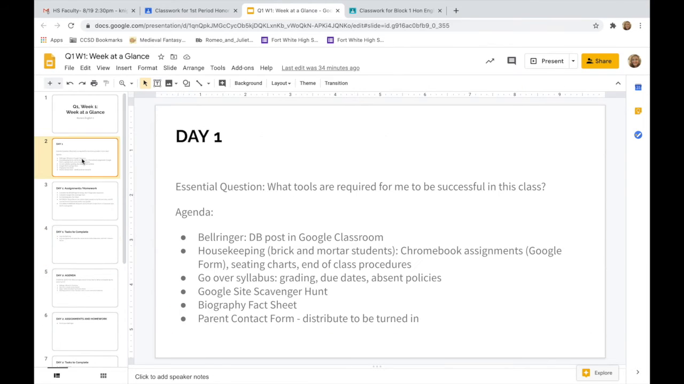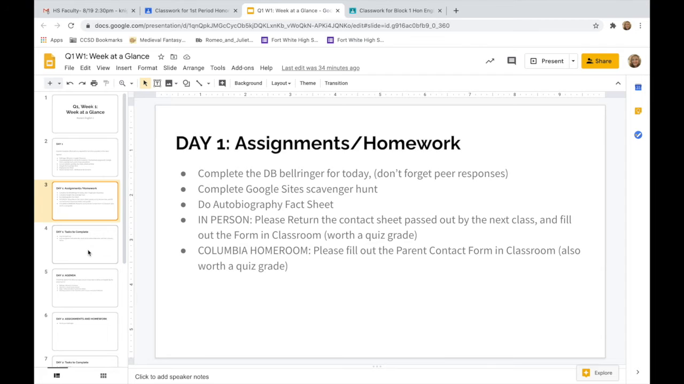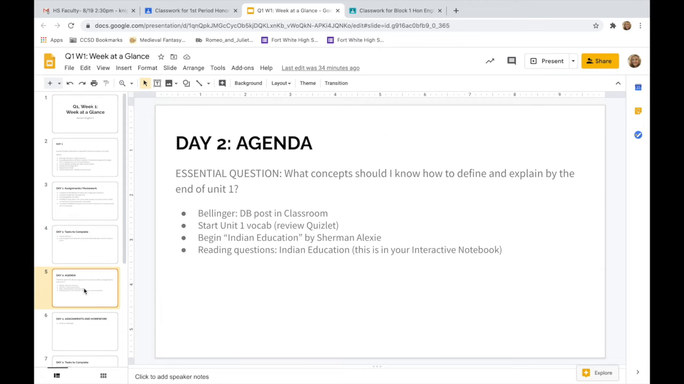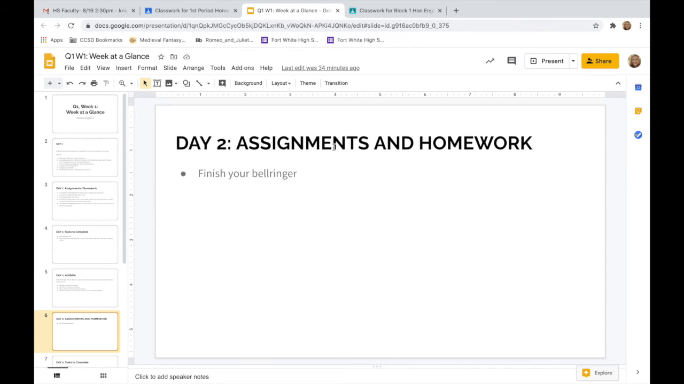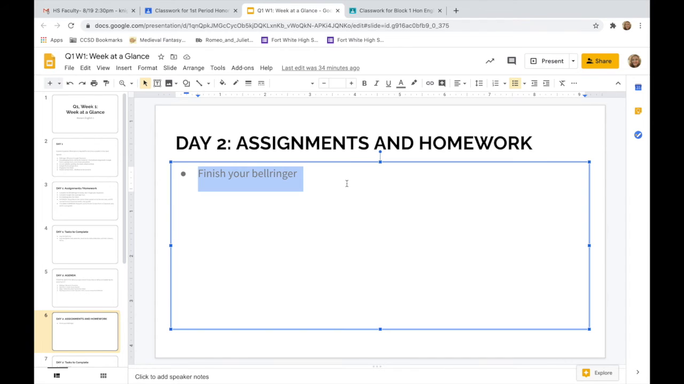So day one would be Monday of this week. Day two would be Wednesday of this week. So we're on an alternating schedule. Again, you have your essential question, you have your bell ringers, and everything we're working on for the day. Then on day two, here are your assignments. The only graded assignment for day two is going to be finishing your bell ringer.